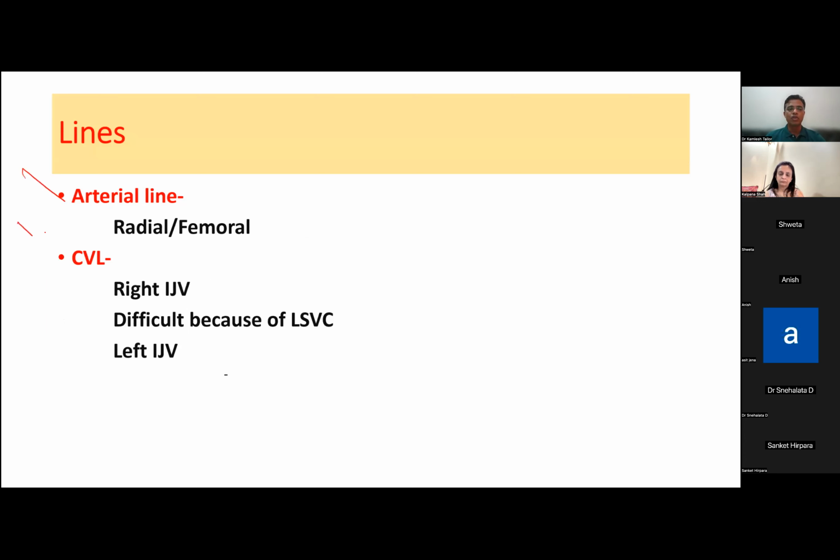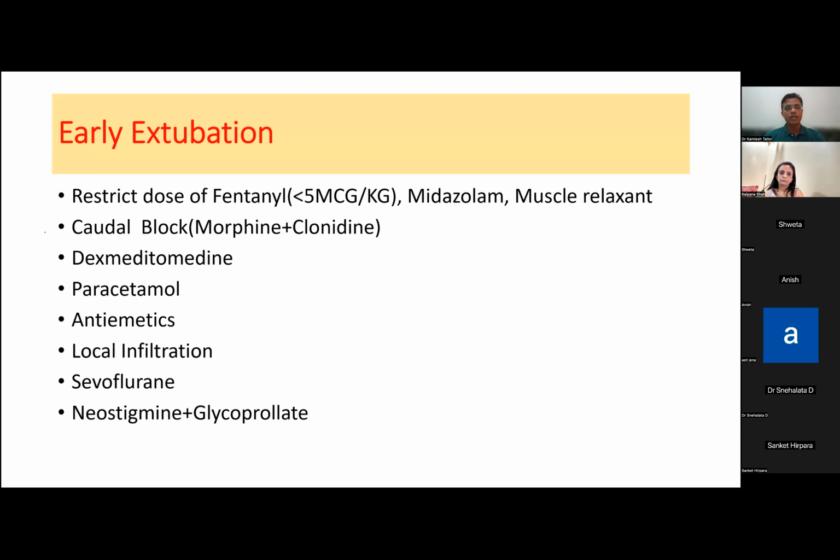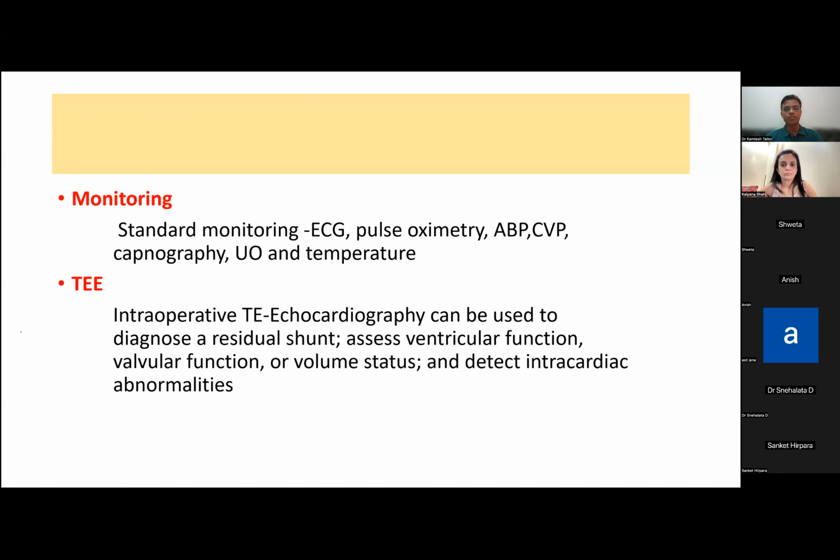For the surgery, we put both an arterial line and a central line, and it is routine. We are using a caudal block for this kind of patient because we like to extubate on table when there is an ASD. We are using dexmedetomidine infusion to reduce the pain, and multimodal analgesia like paracetamol, dexmedetomidine, and caudal block will help to extubate this kind of patient on table. Otherwise, we are using sevoflurane and then routine reversal at the end of the surgery.